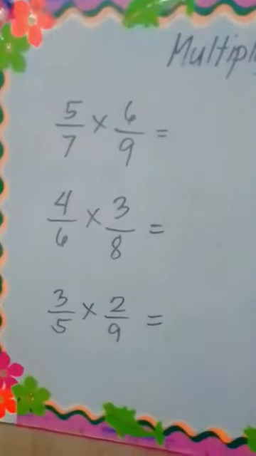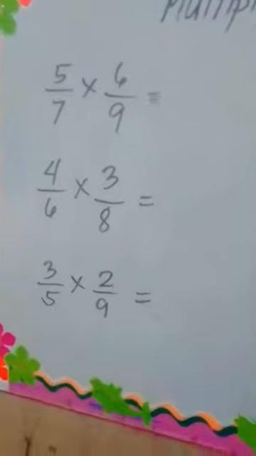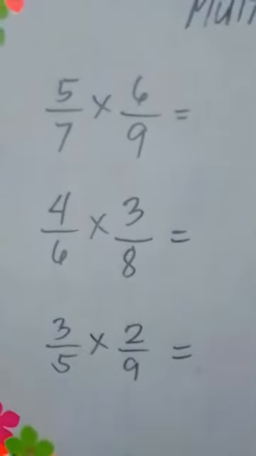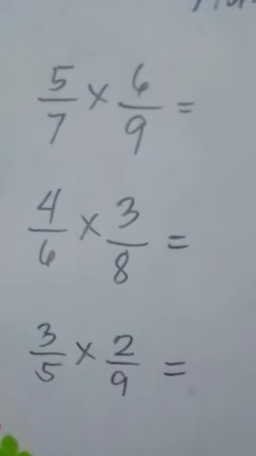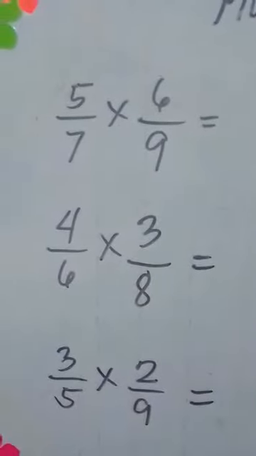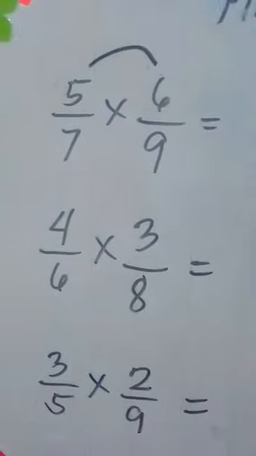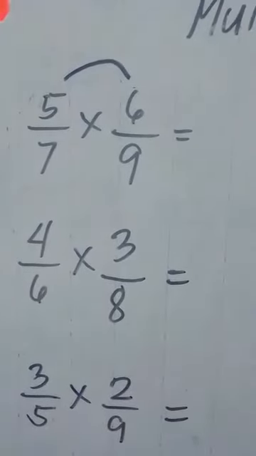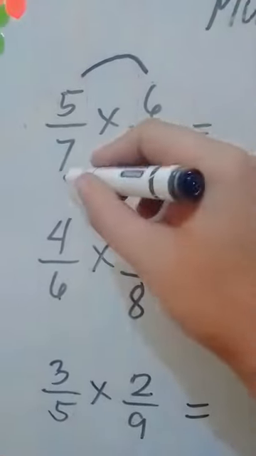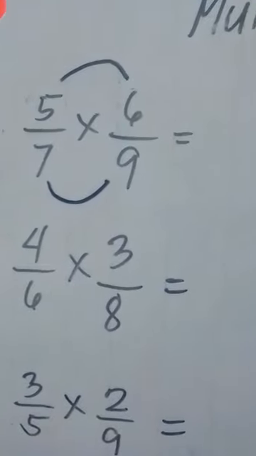In this video, the grade 6 learners were able to multiply simple fractions. Okay, I have here 3 examples. First is 5/7 times 6/9. So in multiplying simple fractions, you simply multiply the numerators above and multiply also the denominators below.